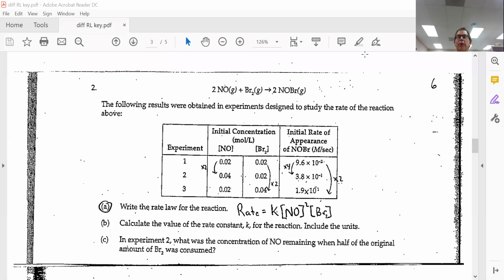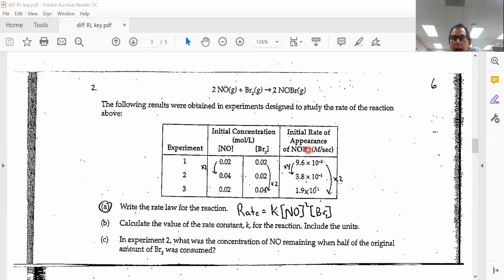Let's take a look at another differential rate law problem, number 2 on page 6 of your homework packet. So again, we have an equation, and here we have a box with some information. Essentially, we did this experiment 3 different times and then measured the rate of appearance of the product NOBr. And here is what we found. Let's try to figure out the rate law and the order of these things.